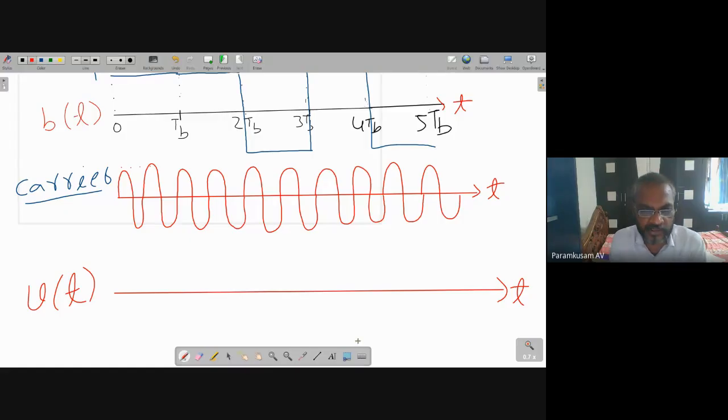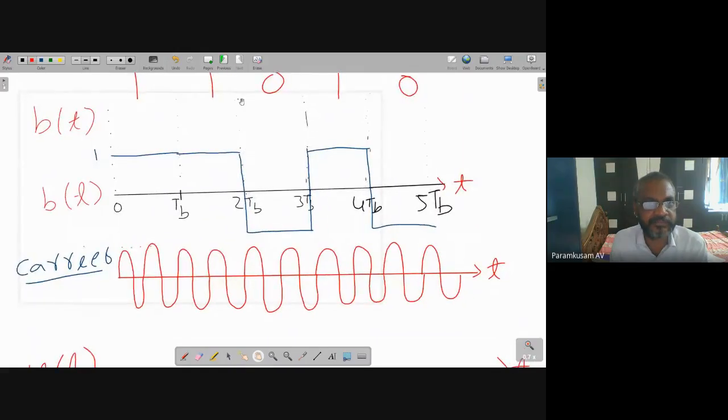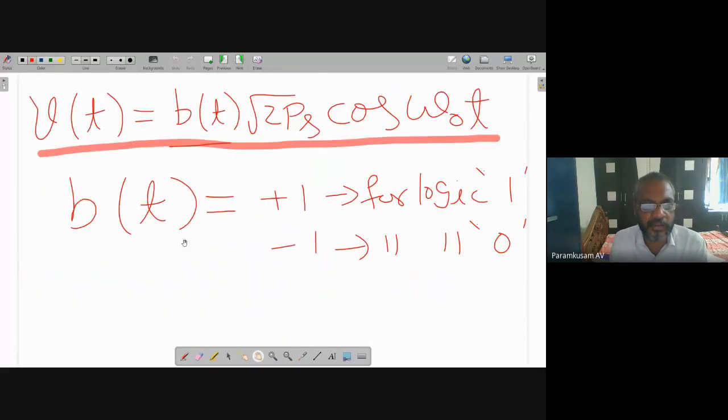Okay. Just now we have discussed about this B of t expression. V of t is equal to B of t into root 2 PS cos omega naught t. If B of t is equal to 1, then plus root 2 PS cos omega naught t, then B of t is equal to minus 1 for logic 0, minus root 2 PS cos omega naught t. So, according to the logic signal, whether it is 1 or 0, the carrier signal magnitude becomes positive or negative. Okay.